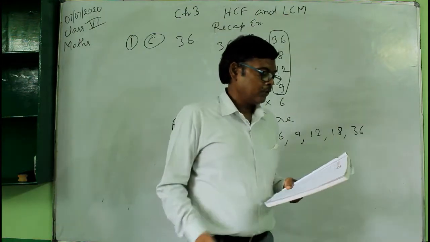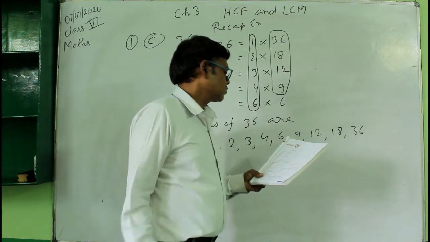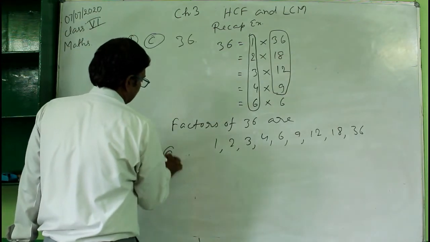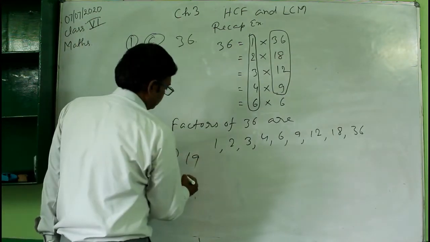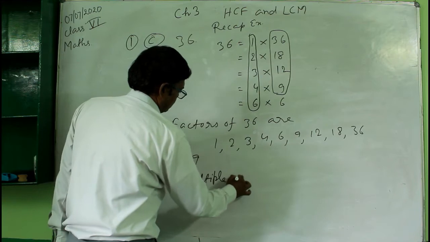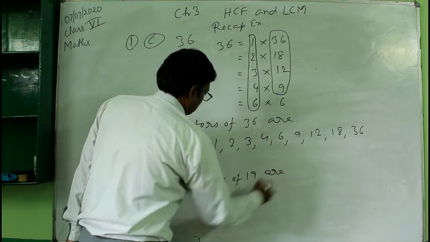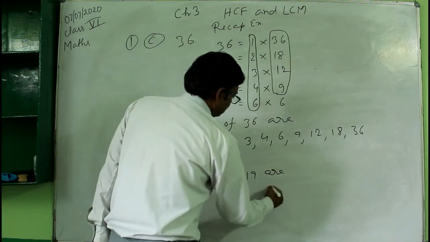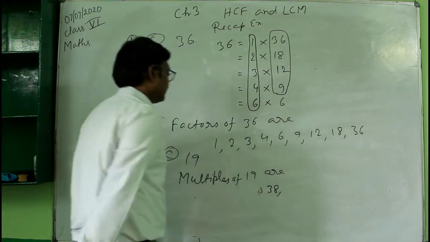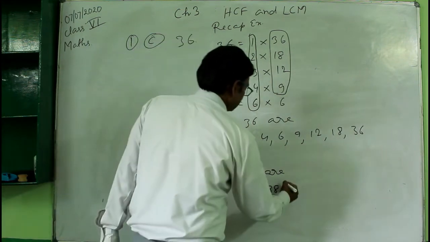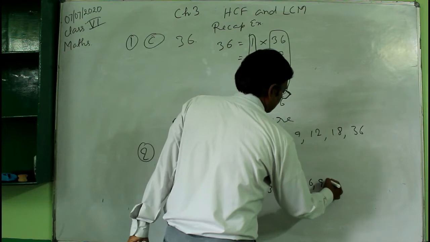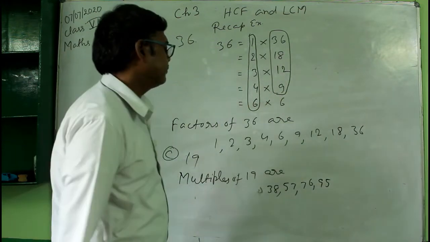Here we will find only 4 multiples. I will solve question number 2C, and here the number is 19. So the multiples of 19 are: 19, then 38, then 57, 76. Then 95, then 114, and so on.